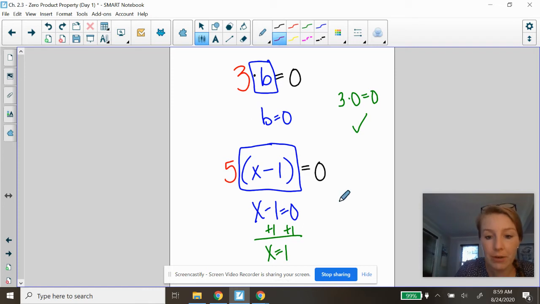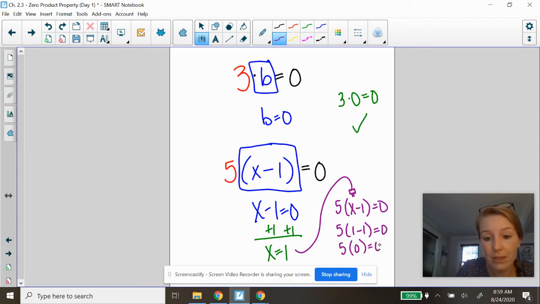To prove that to you, we're going to plug it in, that this actually works. So we're going to take our 1 and we're going to plug it in here. 5 times 1 minus 1 equals 0. Well, you know that 1 minus 1 is 0. And does 5 times 0 equal 0? Yes, it does. So what's happening here is we're getting a little bit more complex and we're having to build an equation in order to solve our original equation.